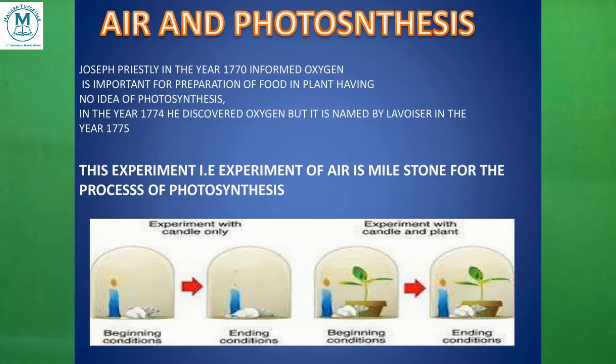In the next step, he placed a candle, a rat, and one mint plant in the tumbler. Understood? First he kept only a candle under the tumbler. Second, he kept a rat under the tumbler. In the third scenario, he kept a candle, a rat, and one mint plant under the tumbler.